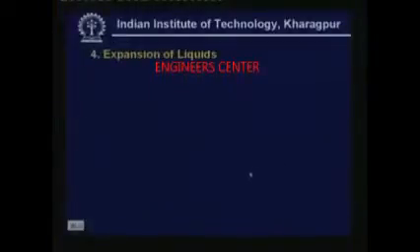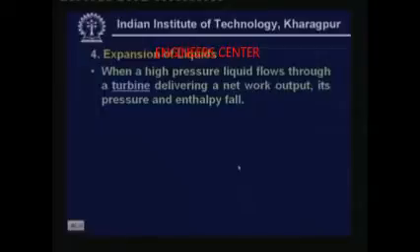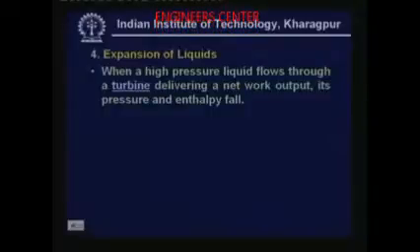Now let us look at the expansion of liquids. When a high pressure liquid flows through a turbine delivering net work output, its pressure and enthalpy fall. So if you have a high pressure liquid at your disposal, you can reduce its pressure. That means you can expand the liquid in two ways. The first way is by using a device called a turbine. So let us look at a turbine.